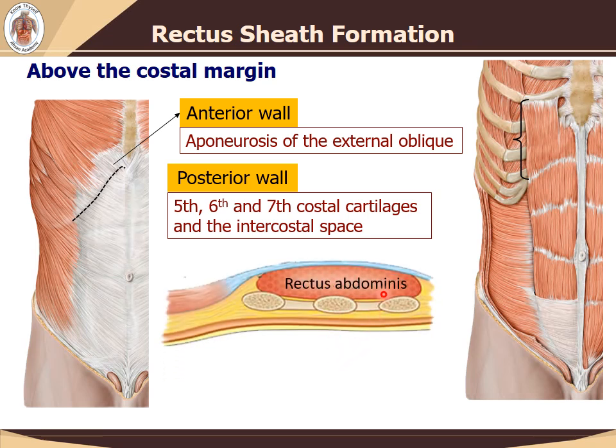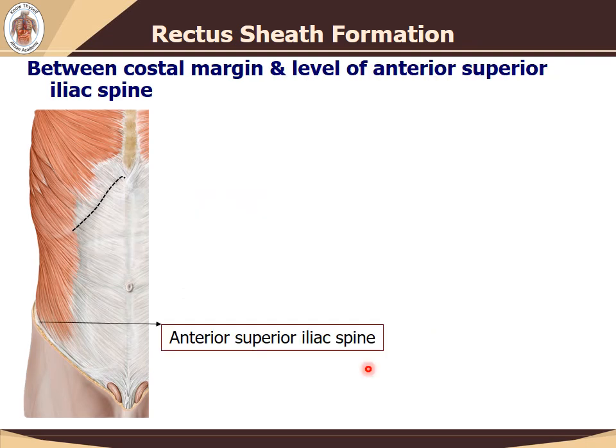It looks like this. This is the rectus abdominis muscle, and you can see this is the aponeurosis of the external oblique proceeding above and fused in the linea alba, attached to the xiphoid process and sternum. These are the ribs, costal cartilages, and this is the intercostal spaces. So the rectus abdominis muscle directly lies on it. There's no sheath on the posterior.